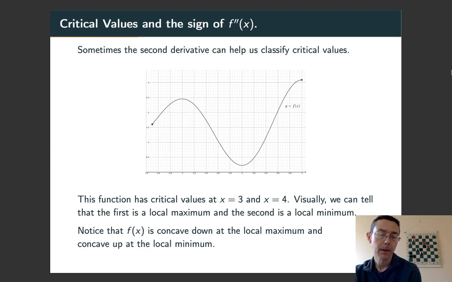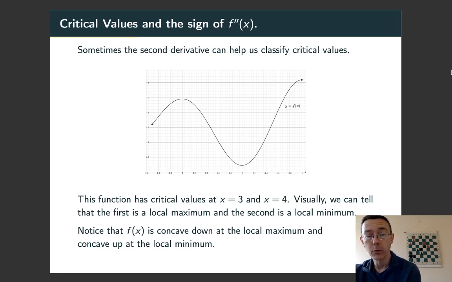Here's a picture. Here I have drawn a graph that has critical values at x equals 3 and x equals 4. You've got a local max at x equals 3 and a local min at x equals 4. Notice at x equals 3, the graph is concave down. The slope of the tangent line is decreasing as you read from left to right. And that's where we have the local max.